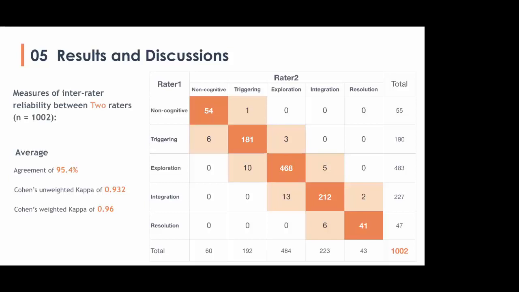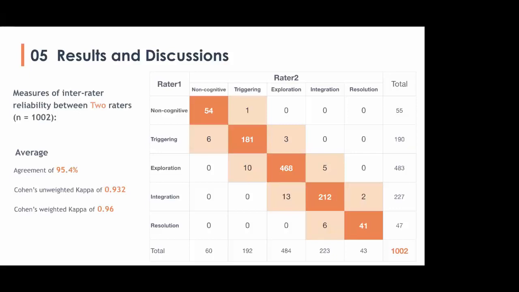And the right figure is the confusion matrix of the 2 raters. The vertical axis is rater 1's decision across the 5 categories, and the numbers are the number of messages, and the horizontal axis is rater 2's decision across the 5 categories. So the diagonal, the orange cells, are the agreements between these two raters.